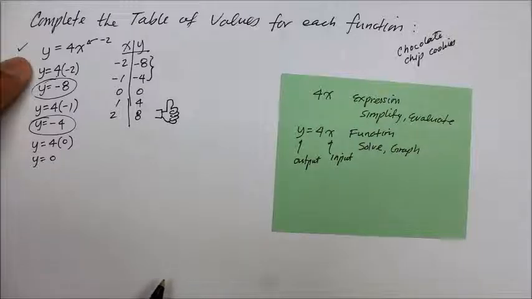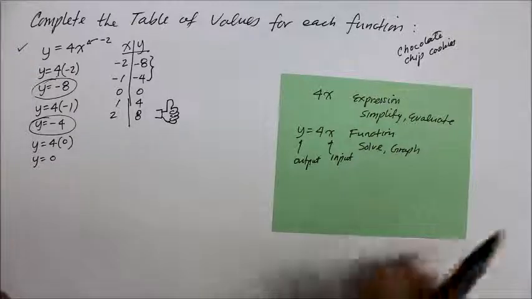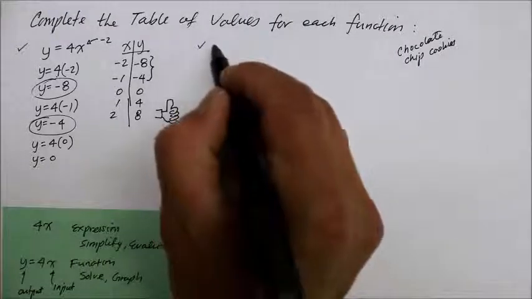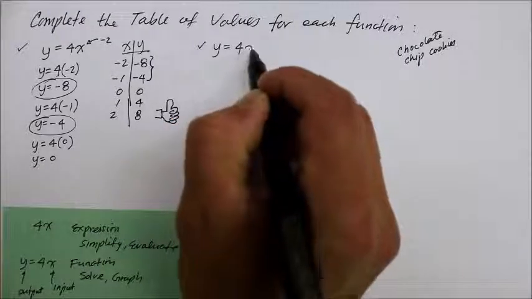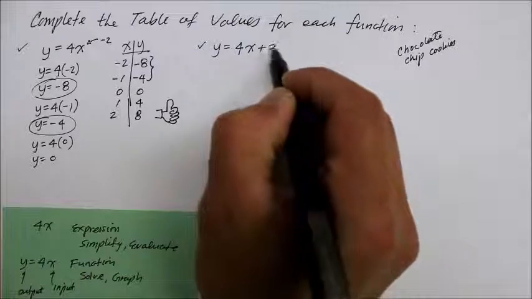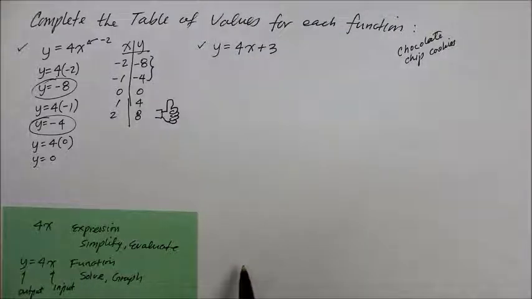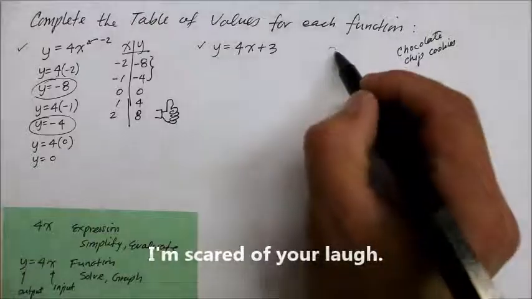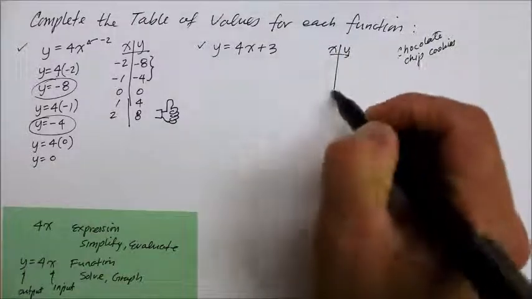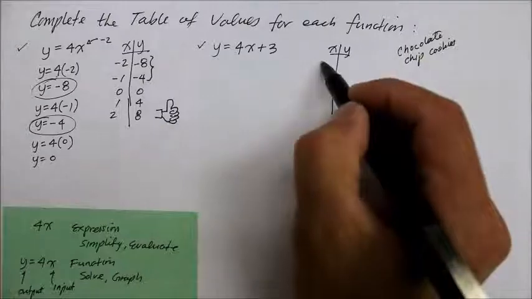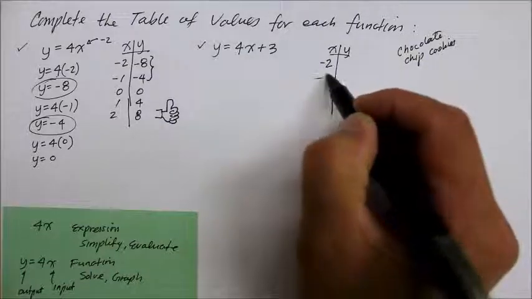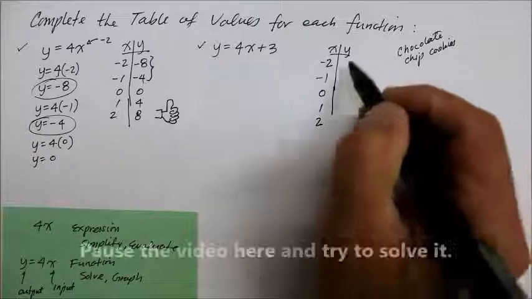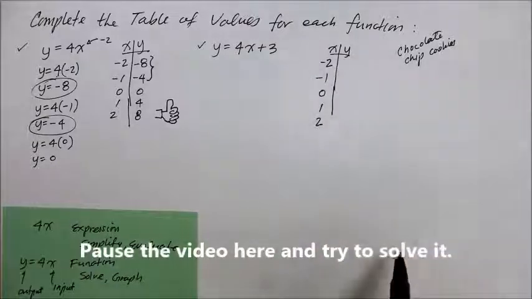So, since we started with y is equal to 4x, now let's make it a little spicy. What if I said this time, y is equal to 4x plus 3? Ooh, scary, huh? And why don't I use the same table of values, just like before, -2, -1, 0, 1, and 2 as inputs. You try to figure out what the y should be. Try it.